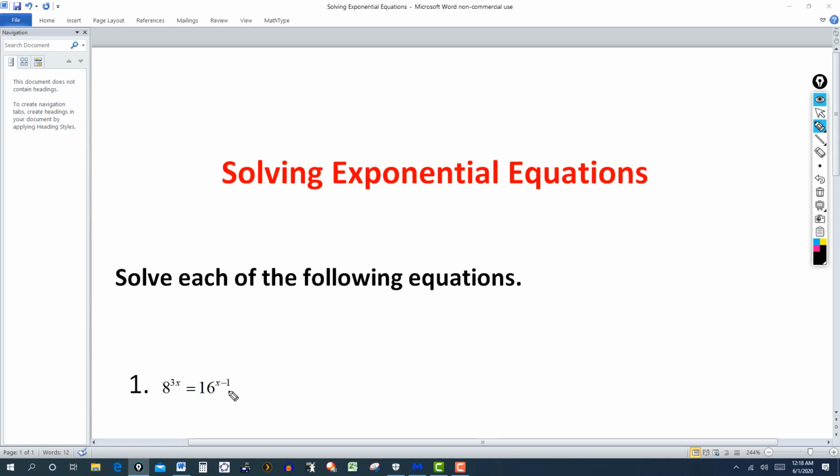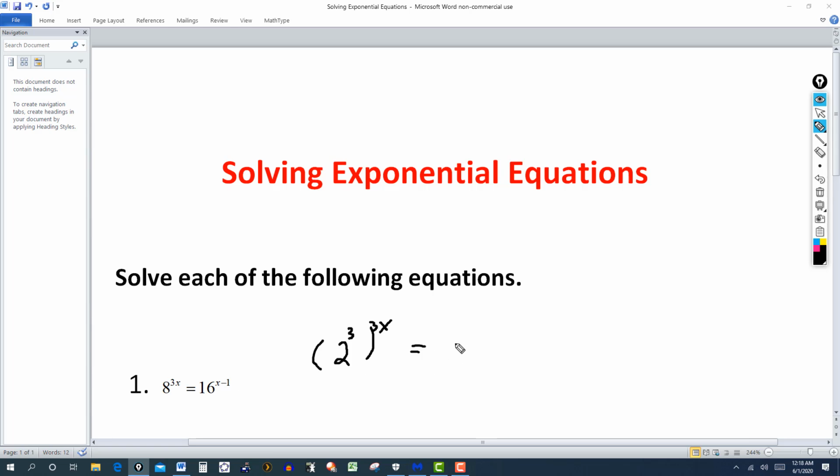Not all can be solved like that, but in this particular case, I have 8 to the 3x, and 16 to the x minus 1, so let me just do this. On the left side, I can write 8 as 2 to the third. Okay, so 2 to the 3 is 8, and then here, power to a power, you multiply the exponents, so that would give me a 9x.